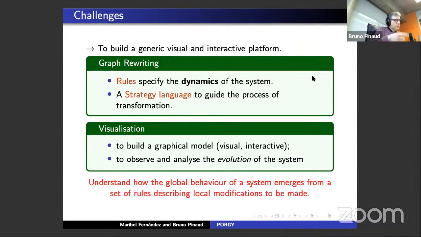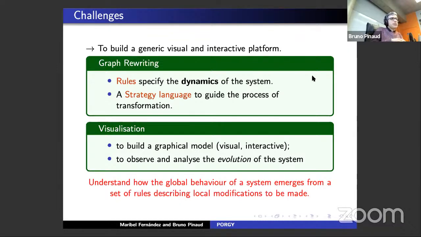To simulate, of course, the complex system and analyze the complex system. And during the simulation, we want to keep a trace of everything the user, the data experts, did with the system. So basically, in PORGY, you have two boxes here. These are the two main parts. The graph rewriting, where we have, of course, rules to specify the dynamics of the system, and a strategy language, as already said by Maribel, to guide the process of the transformation.